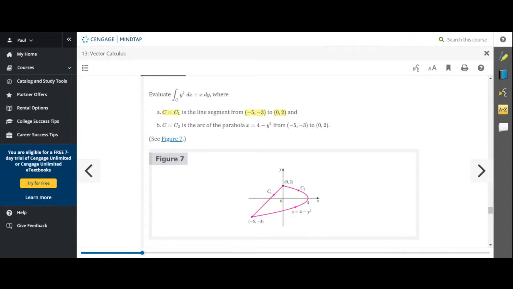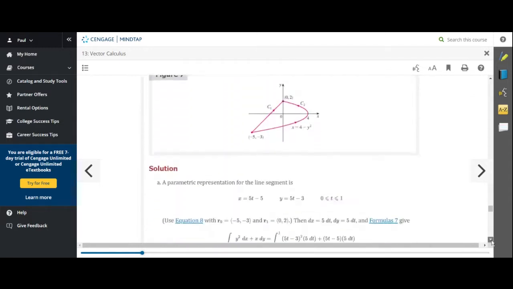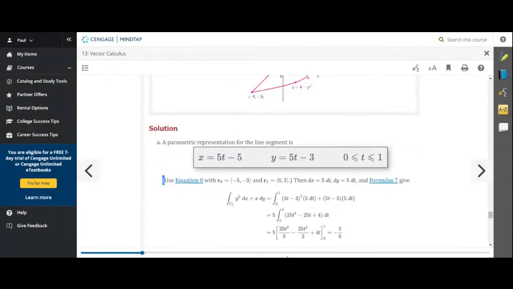But does that mean that the line integrals will be the same? And the answer is no. So for the first one, they're going to focus on the line segment. The line segment here starts at -5, -3, and ends at 0, 2. If you use this formula here, the r sub 0 vector is going to be -5, -3, and the r sub 1 vector is going to be 0, 2. If you substitute that in the formula and compute the r of t vector, you end up with this parameterization for that line segment.